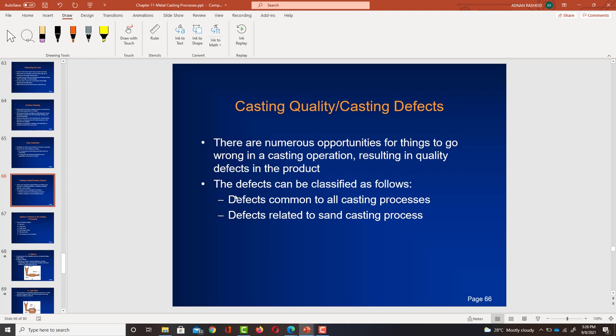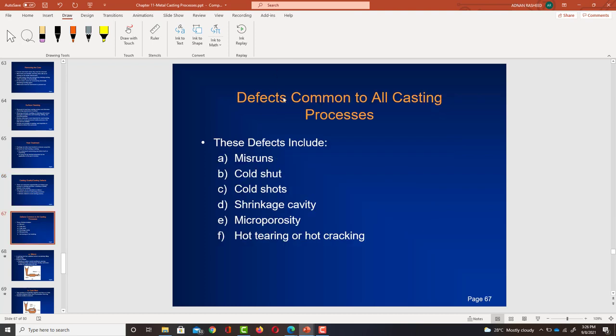So there are certain defects that are common to all casting processes, whether it is sand casting, whether it is permanent mold casting, or whether it is any type of casting. So there are some defects that are common to all, but there are some defects that are only related to the sand casting process. So we can see these are the casting defects that are common in all processes. The first one is misrun, the second is cold shut, third is cold shot, fourth is shrinkage cavity, microporosity, hot tearing or cracking. So they are all common in all casting processes.